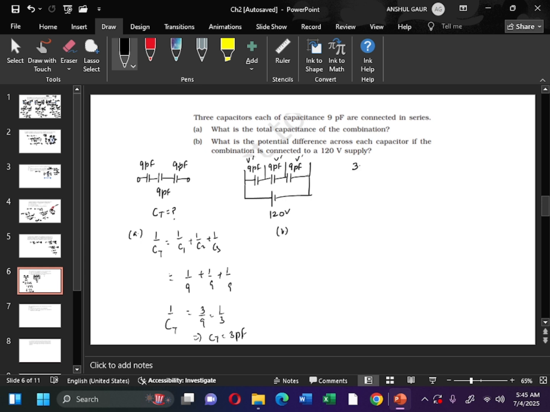So the total voltage is 3 V dash, which is equal to the total applied voltage. So we can say that V dash is equal to 120 upon 3, which is equal to 40 volt. So the voltage across each capacitor is 40 volt. This is the answer of the second part of the problem.